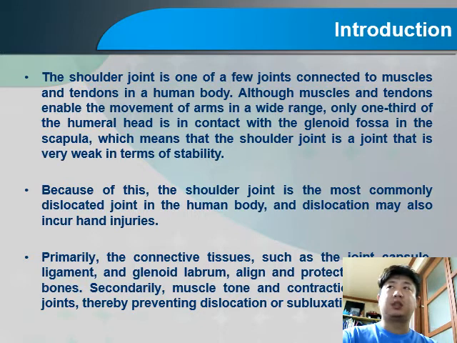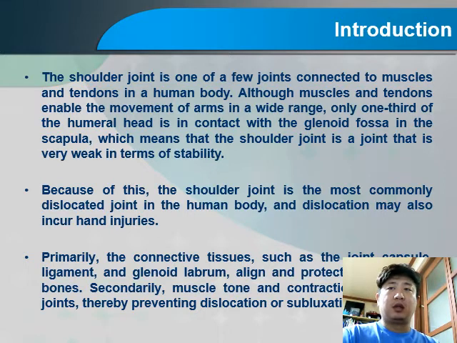Although muscle and tendons enable the movement of arms in a wide range, only one-third of the humeral head is in contact with the glenoid fossa in the scapula, which means that the shoulder joint is a joint that is very weak in terms of stability. Because of this, the shoulder joint is the most commonly dislocated joint in the human body. Dislocation may also incur hand injuries.